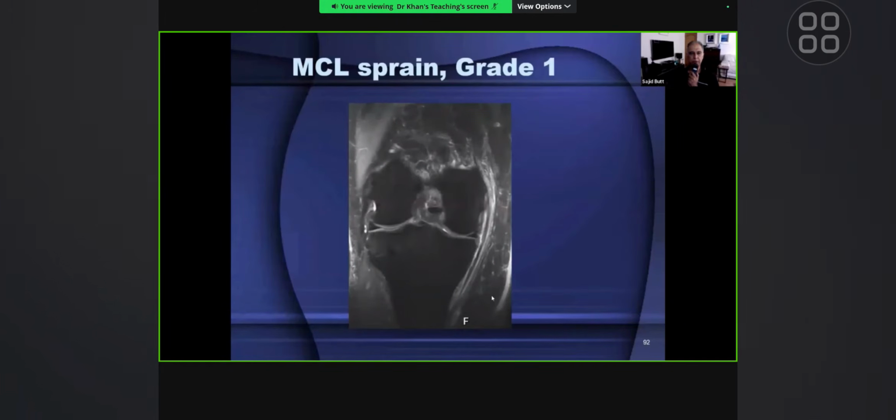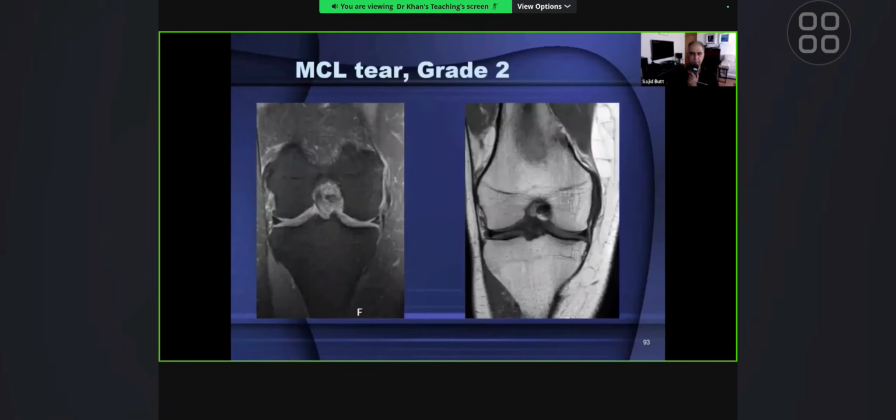When you've got a grade 1 sprain, then you will have edema present at the superficial aspect of the MCL. When you have got a grade 2 sprain, you will have some disruption of the ligament fibers and edema present on both superficial and deep aspects. That's the coronal image of the right knee joint, fat suppressed sequence and non-fat suppressed sequence. We can see disruption of the fibers of MCL. There's a medial meniscal tear also present.